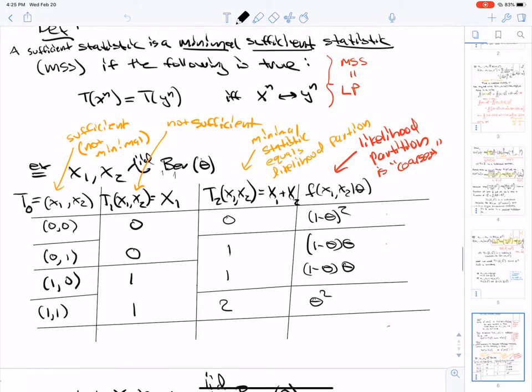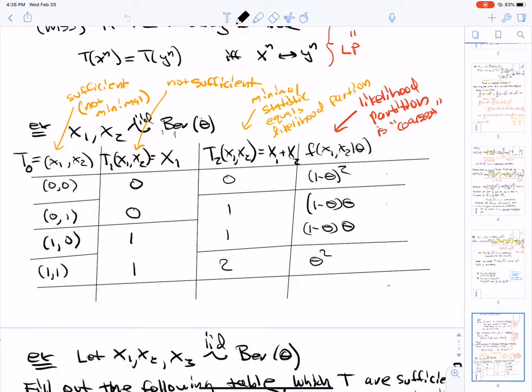So let's see an example of this. X1, X2 are IID Bernoulli, so we have four outcomes here. The likelihood partition partitions into three equivalence classes: (1 minus theta) squared, (1 minus theta) theta, and theta squared. So this is going to be our coarsest partition. You can right away spot that a minimal sufficient statistic would partition the outcome space in exactly the same way. So you can see, for example, that the sum of X1 and X2 is a minimal sufficient statistic.